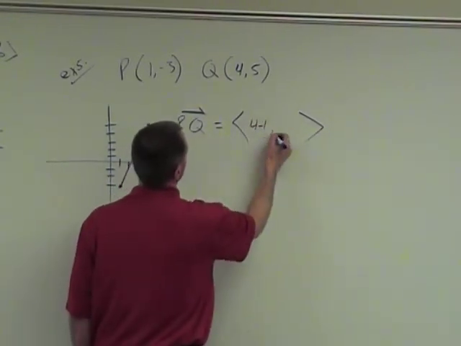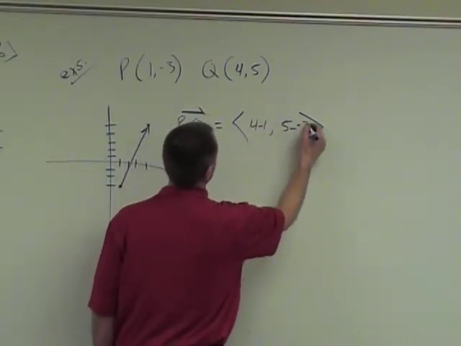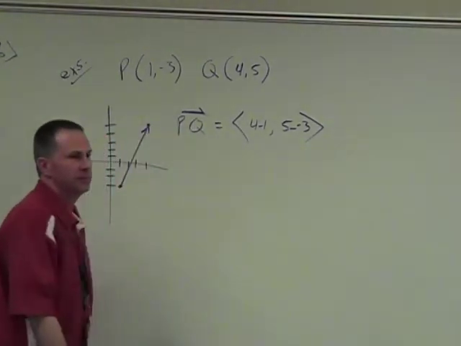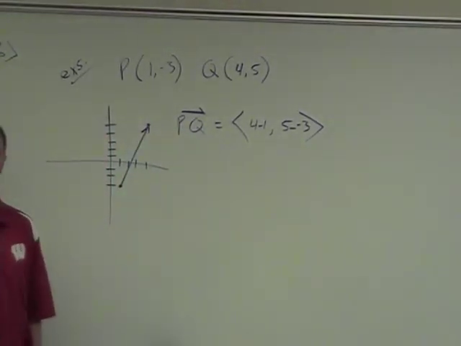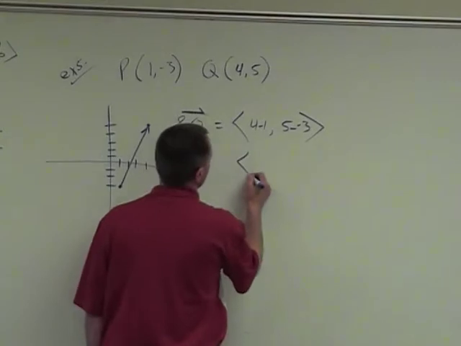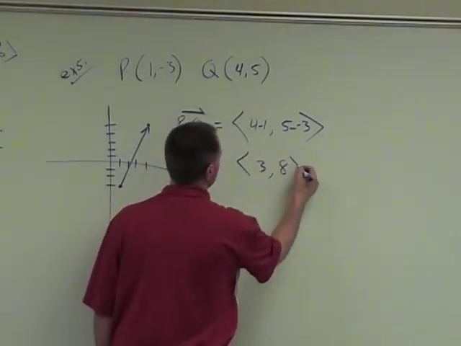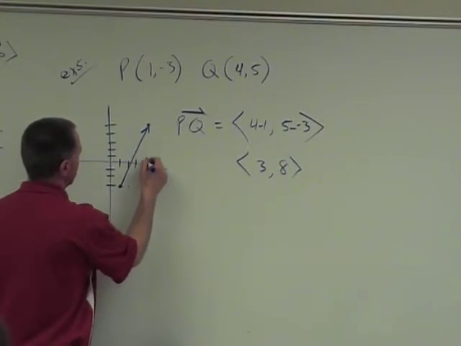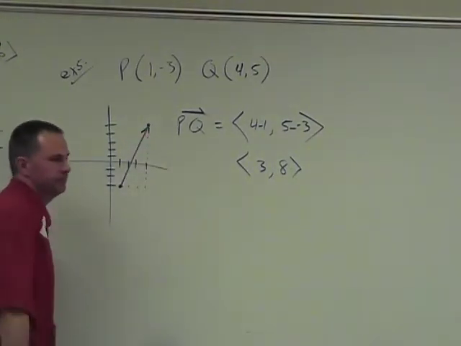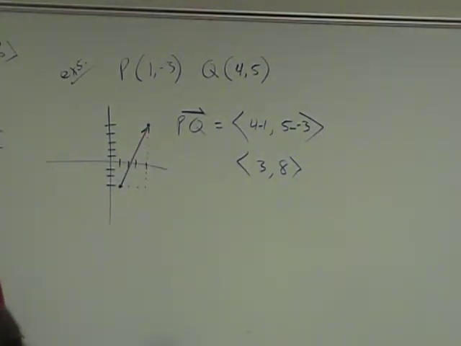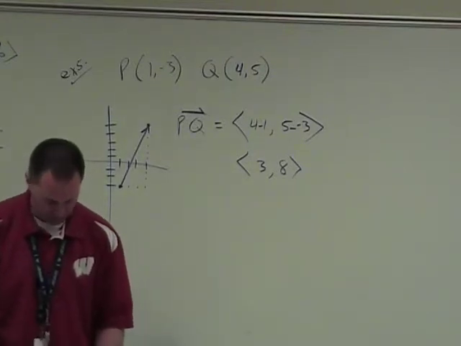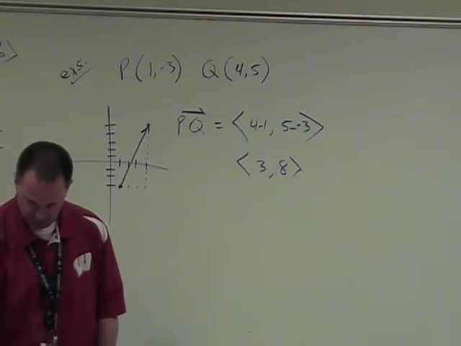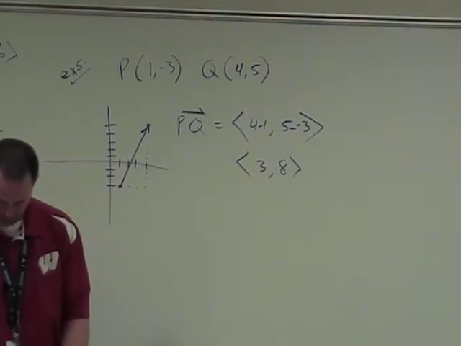So this 1 minus 3. Your slope formula basically is how you figure it out. So that's 3. This is 8. Think about it. 1, 2, 3. 1, 2, 3, 4, 5, 6, 7, 8. We got that right? Okay, good. You guys are so smart.